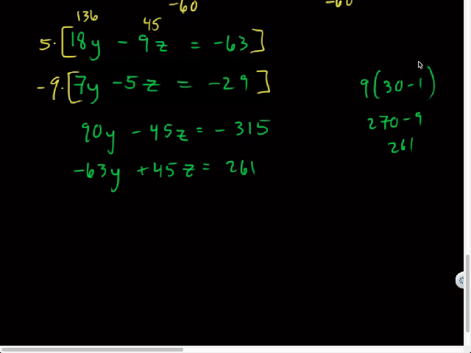You like that? Like that little trick using the distributive property to help me do the math? I like it. It's a good little trick. And hey guys, look, we got our opposite z's. Hooray! So let's add them up. 90 minus 63 is going to be 27y. The z's cancel out. And 315 and 261, it's going to be negative 54 by the looks of things.